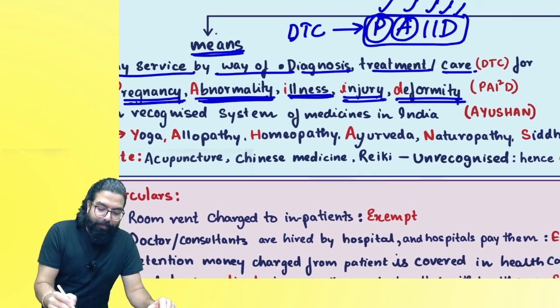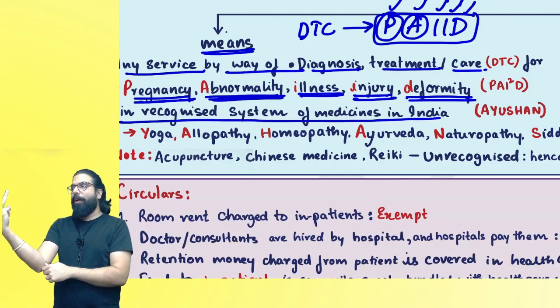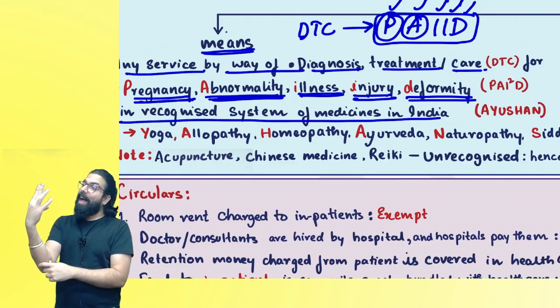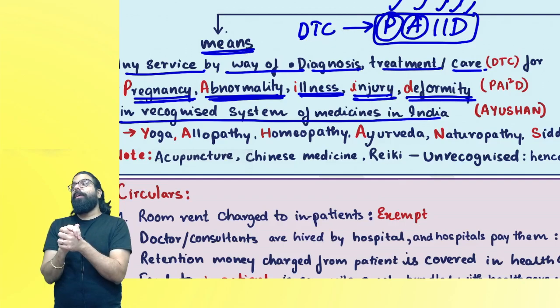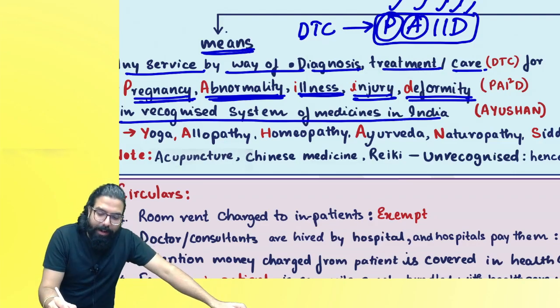Now everyone, in recognized system of medicine. Any diagnosis, any treatment or care done in relation to PAIID, and it was for what? It was in a recognized system of medicine. What is a recognized system of medicine in India?